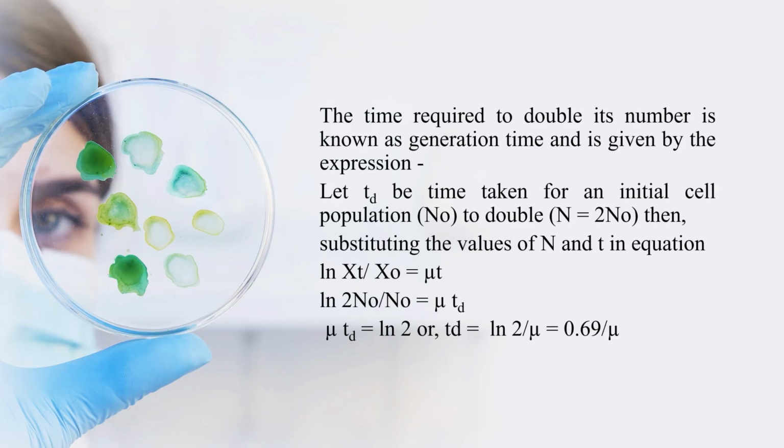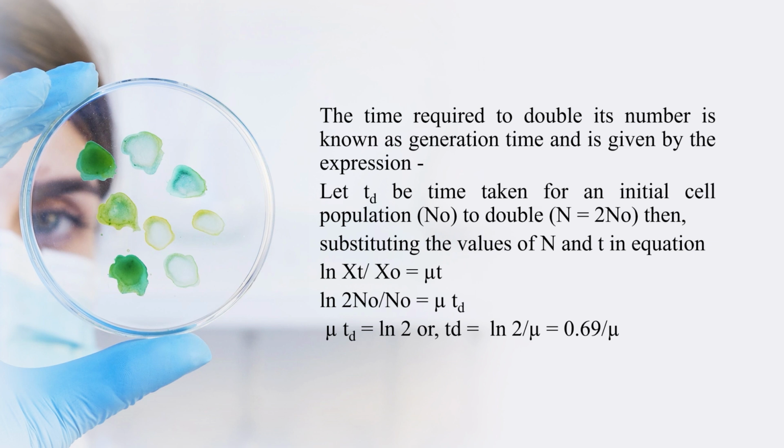So what is generation time? I will be revising the terminologies which are very important for growth curve and growth kinetics. The time required to double its number, that is the bacterial number, is known as generation time, and it is given by the expression TD. TD is the time taken for an initial number of population N naught to double, so N becomes 2 N naught.